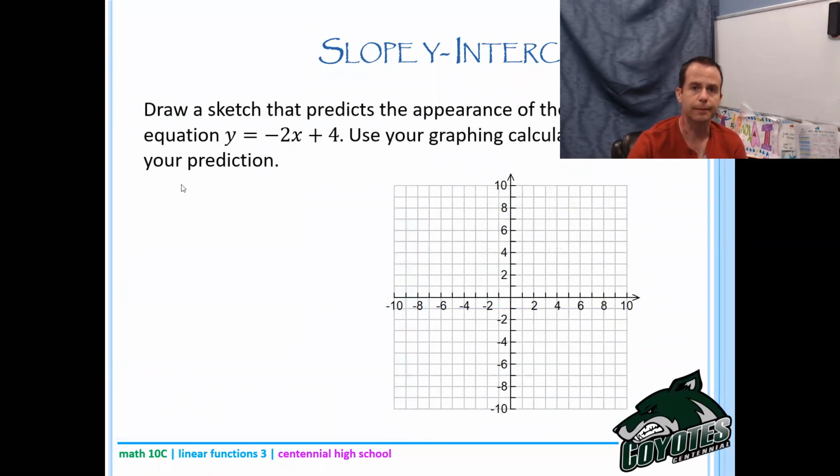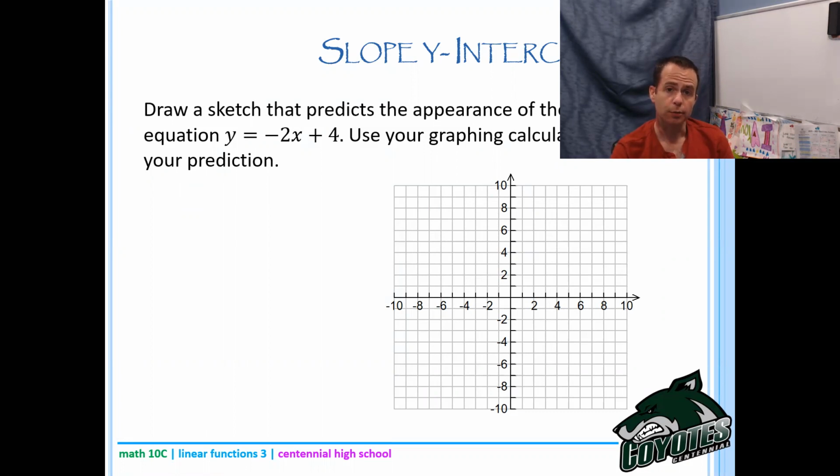Draw a sketch that predicts the appearance of the graph of the equation y equals -2x plus 4. Use your graphing calculator to check your prediction. Don't worry about your graphing calculator yet. We will have that conversation in the next unit when we talk about linear systems. I'm not going to deal with a graphing calculator just yet. So what do we do?